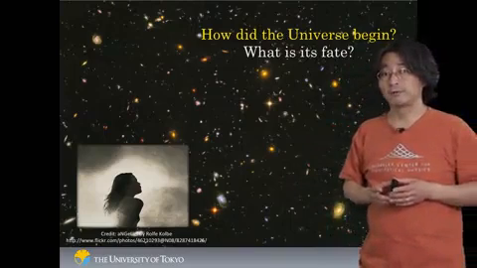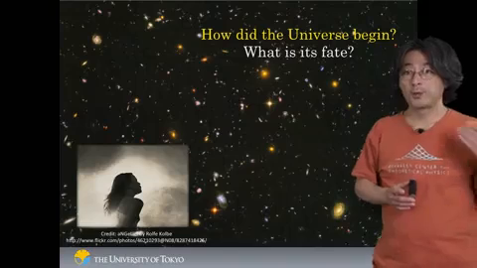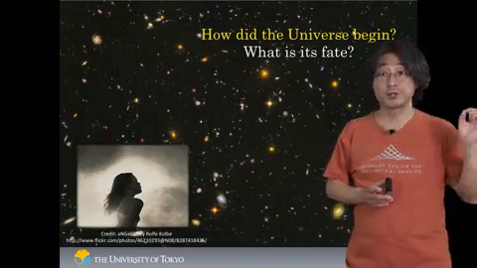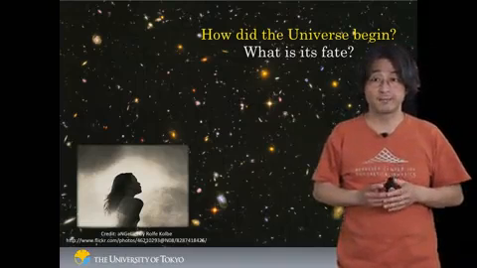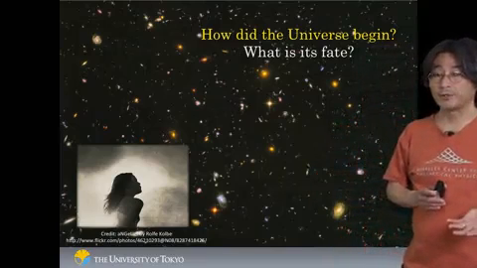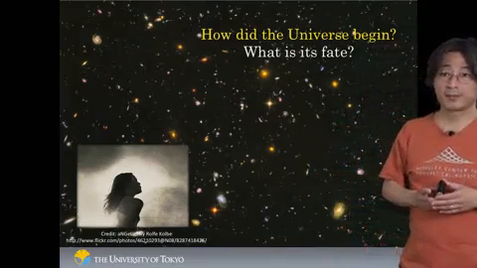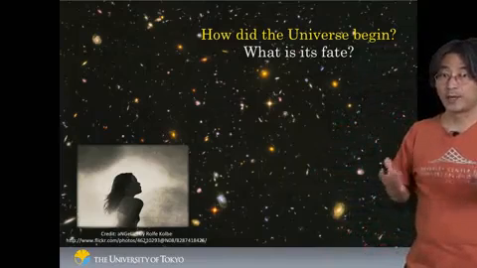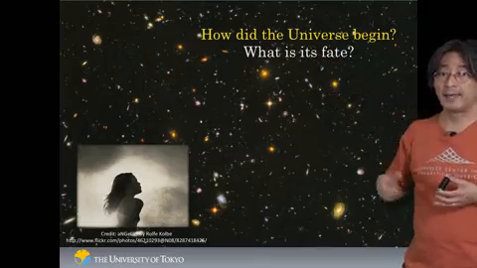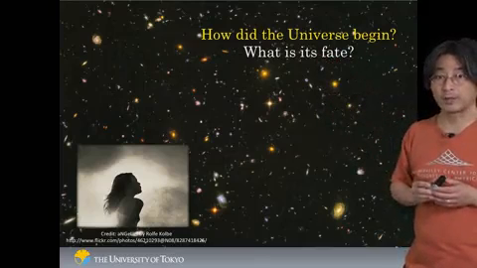What is it made of? We have seen the energy budget. What we thought the universe was made of, namely atoms, turned out to be actually a tiny fraction of the universe, less than 5%. The rest was dark matter, about a quarter of the universe, and dark energy, about 70% of the universe. So what it's made of has a very strong link to how the universe began and how the universe is going to end up.